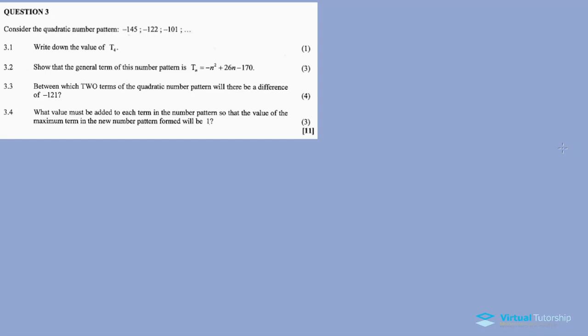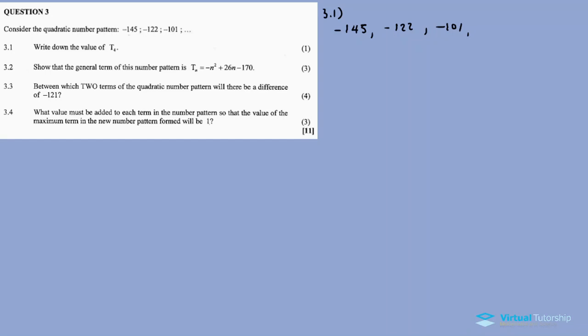Lana is a quadratic pattern: -145, -122, -101, and the pattern continues all the way up to infinity. With 3.1, we have to write down the value of T4, which is the fourth term. So it's not 3 terms, T1, T2, T3, and then we want to find T4. Now with 3.1, this is the number pattern.